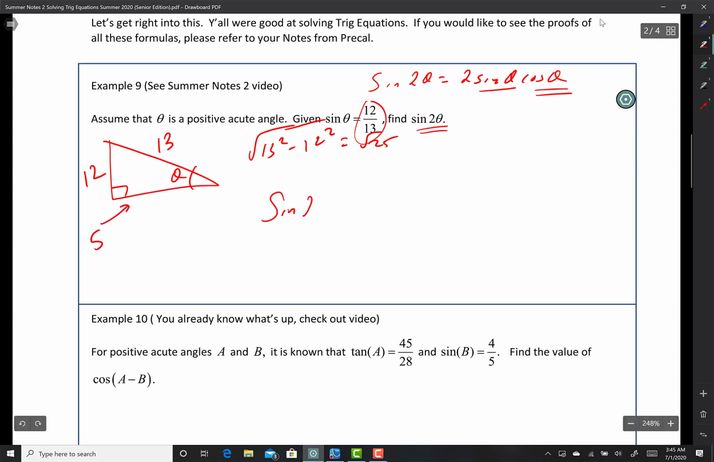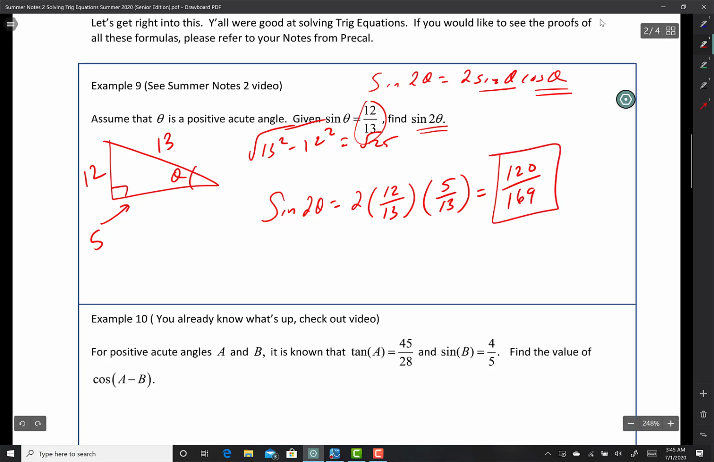So sine 2 theta is equal to 2 times sine theta. Well, sine theta is 12 over 13. That was given. And then cosine theta is going to be 5 over 13. All right, let's see if we can do this without a calculator. I think we can. 12 times 5 is 60, and then 60 times 2 is 120. 120. And then 13 squared, those are always the easy ones to remember, right? That's 169. And I believe that's it, guys. So there it is.